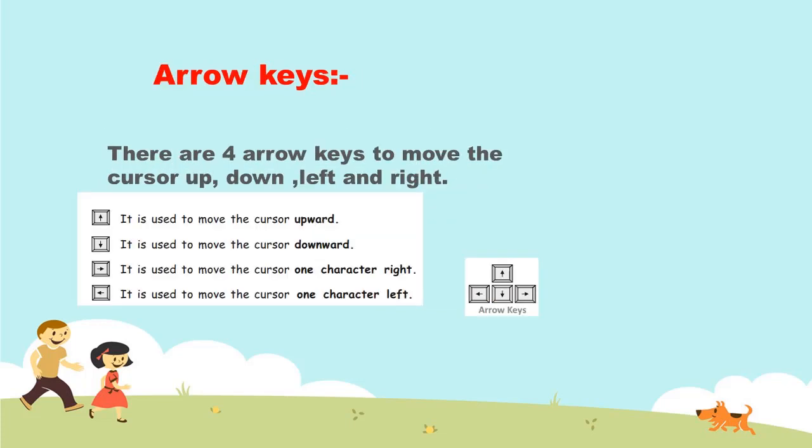Okay children, as you can see on this slide, there are 4 types of arrow keys: up, down, left and right. Up key is used to move the cursor upward. Down key is used to move the cursor down. Right key is used to move the cursor to the right hand side, and left key is used to move the cursor to the left hand side. Okay, so these 4 keys are used to move the cursor up, down, left and right.